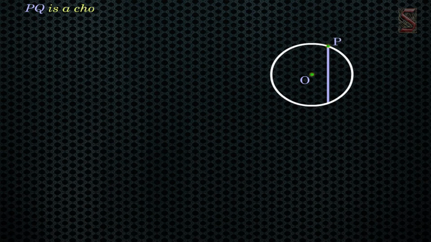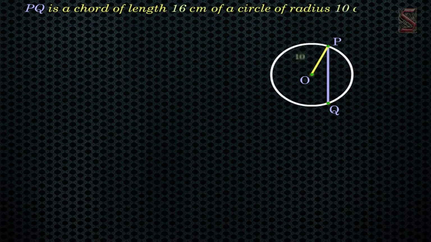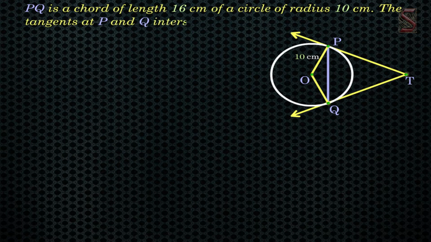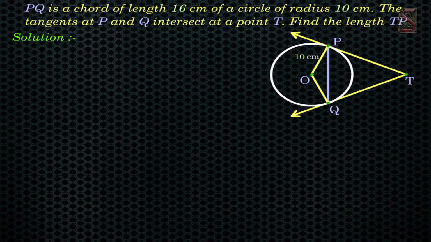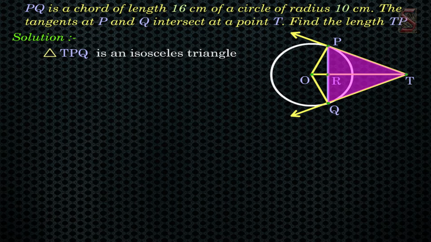PQ is a chord of length 16 cm of a circle of radius 10 cm. The tangents at P and Q intersect at a point T. Find the length TP. Solution. Let us join OT. Let it intersect PQ at a point R. Triangle TPQ is an isosceles triangle as TP is equal to TQ, tangents drawn from an external point to the circle.